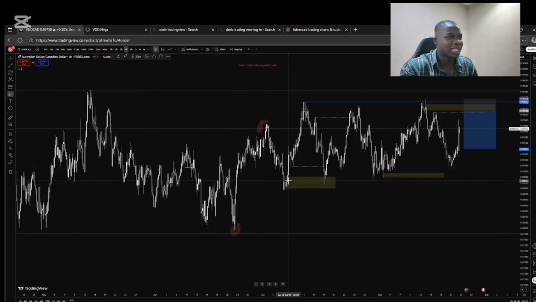Then this particular place that I said did not engineer itself as structural liquidity, you are going to take as another 4-hour low, and this as another 4-hour high. So this is just price forming a lower low and a lower high.